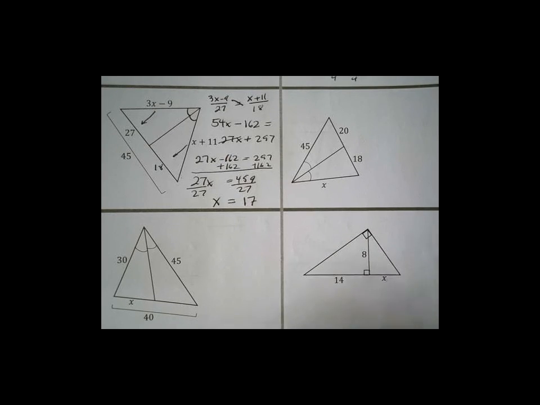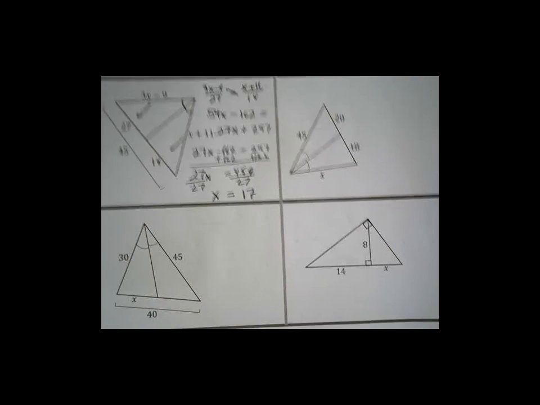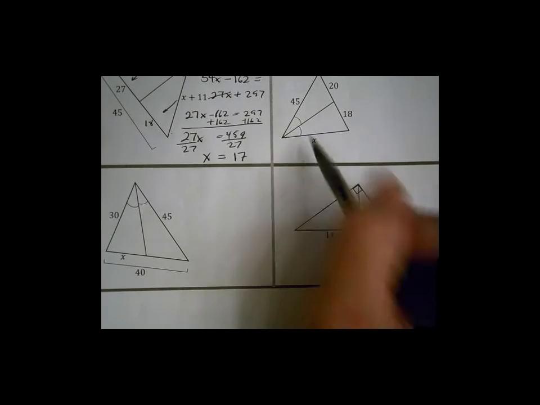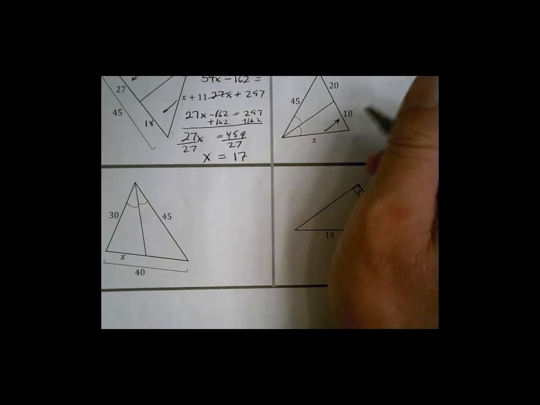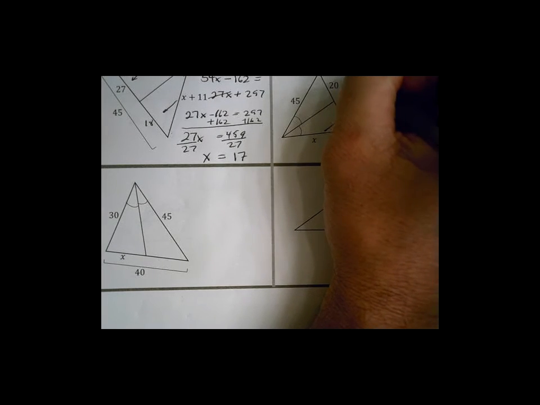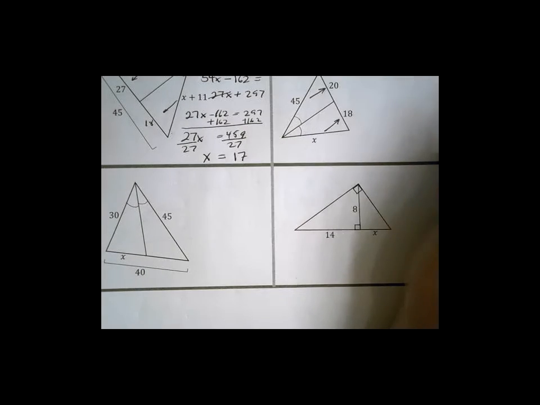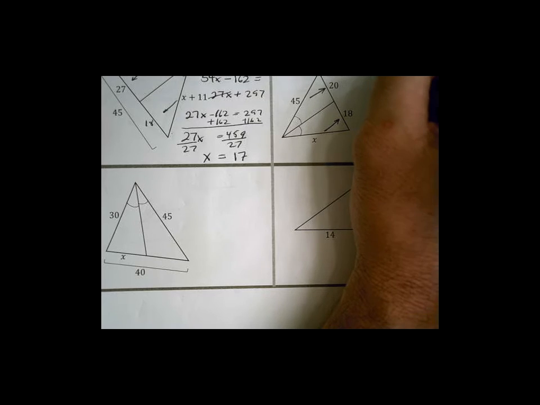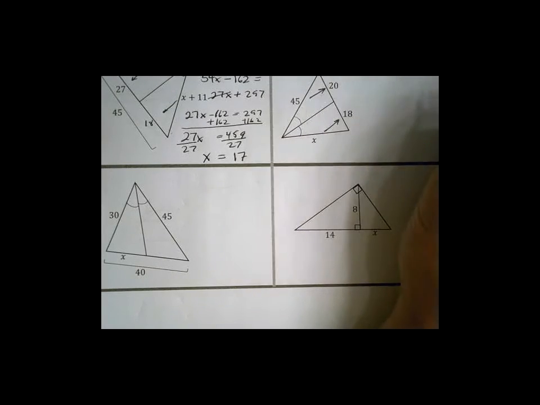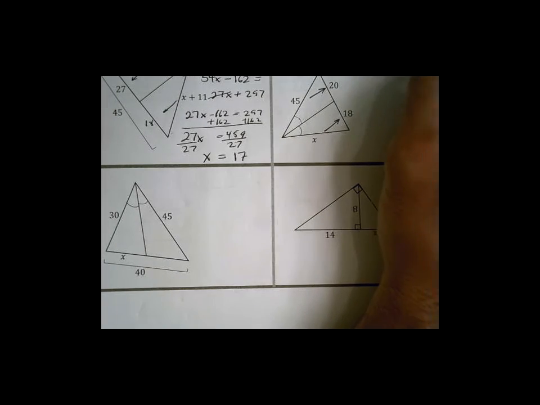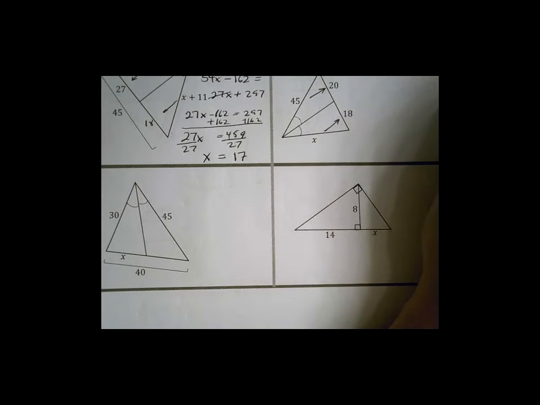Okay, now let's do a couple more. Let's just go ahead and finish them out, power through. So we got an angle bisector, so I know x over 18 will equal 45 over 20. Nice thing about this one is we can reduce. 5 goes into 20 4 times and 5 goes into 45 9 times.